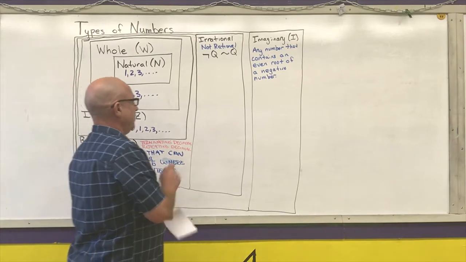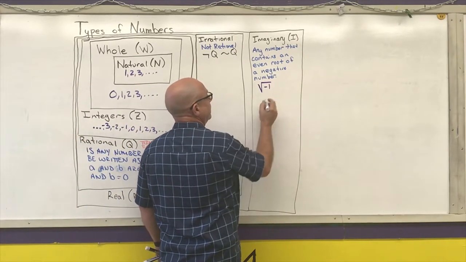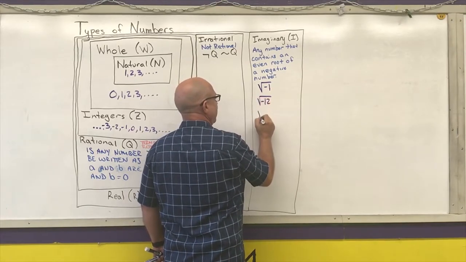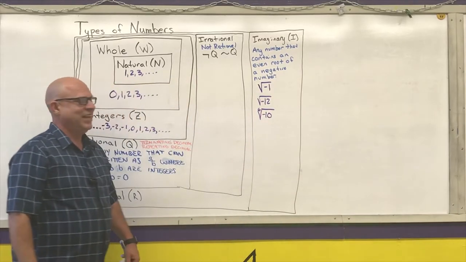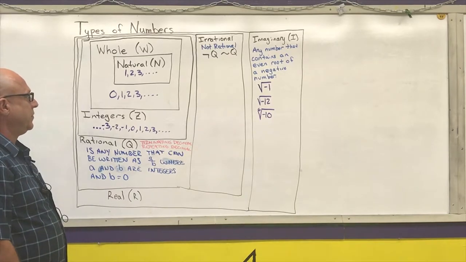Some examples of this would be the square root of negative 1, the square root of negative 12, the sixth root of negative 10. Any even root of a negative number is imaginary.